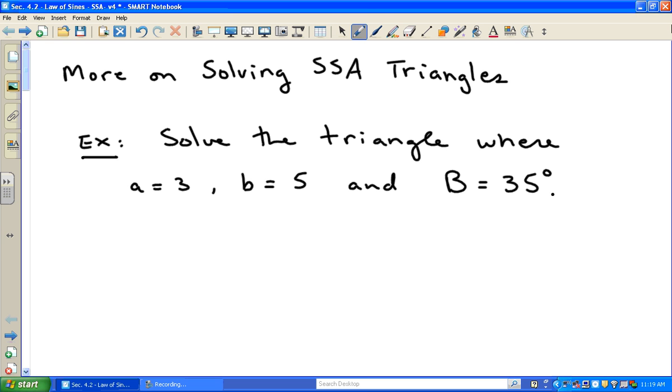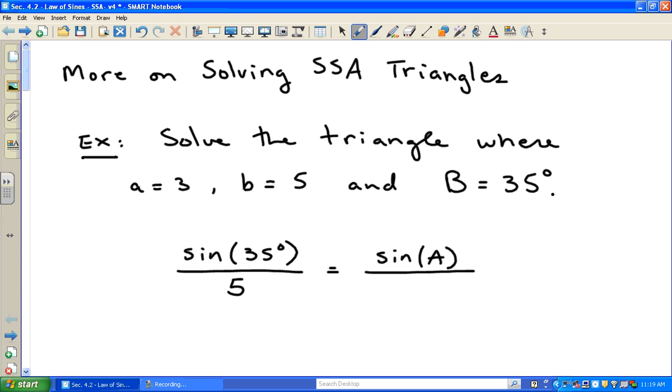The first thing we can do is use our law of sines. We can set this up as sine of the two things that we know that go together, which is the 35 degrees and the side B, which is 5. And then let's say that we want to find angle A. We can use sine of A divided by 3, which is side A. To solve this, we can multiply both sides by 3 to get the sine of A by itself.